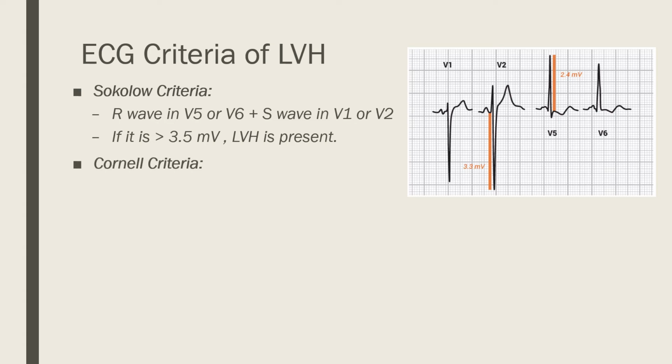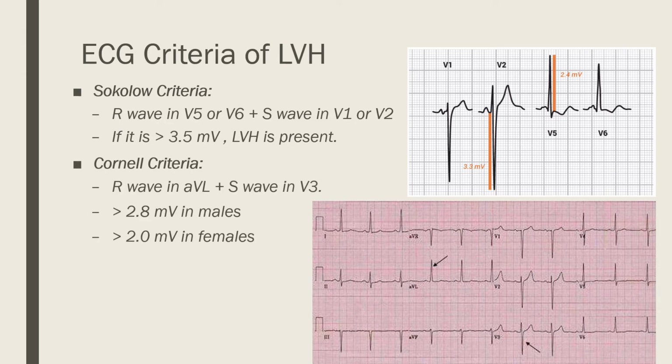We have Cornell criteria, which state that if we add the R wave in AVL plus the S wave in V3, and it is more than 2.8 millivolt, 28 millimeter in male, or more than 2 millivolt, 20 millimeter in female, LVH is present. And we have the modified Cornell criteria, which is simpler. R wave in AVL, if it is more than 1.2 millivolt or 12 millimeter, this may indicate that LVH is present.